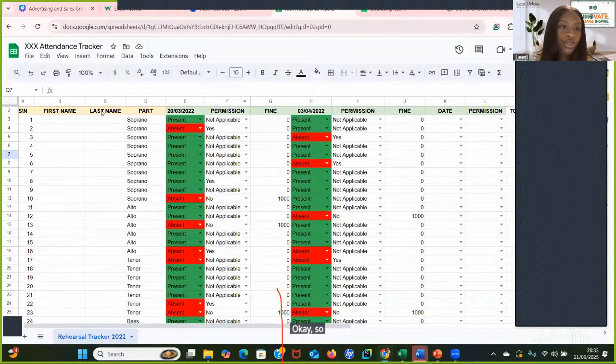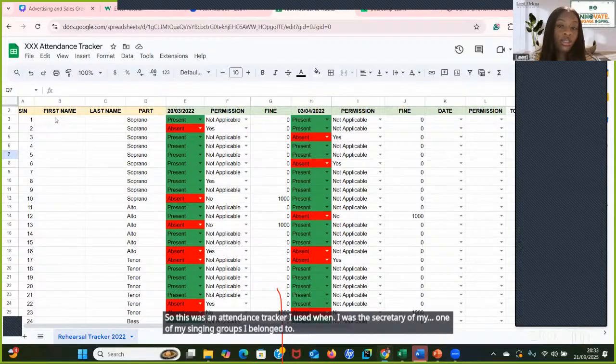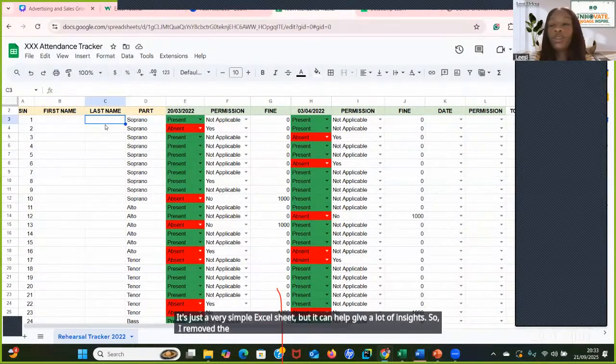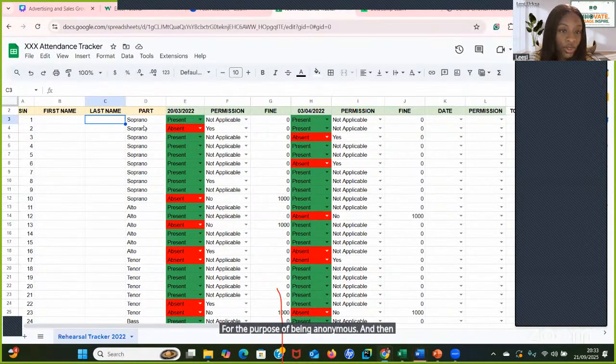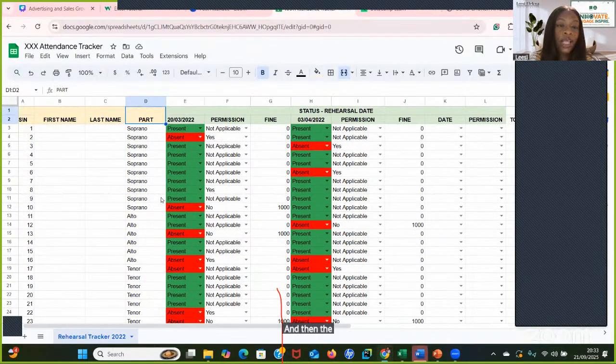Okay, so I don't know if you can see my screen. This was an attendance tracker I used when I was the secretary of one of my singing groups. It's just a very simple Excel sheet, but it can help give a lot of insights. I removed the names of the members, of course, for the purpose of being anonymous. Then you have their parts: everybody who sang soprano, alto, tenor, bass, and then the organist.